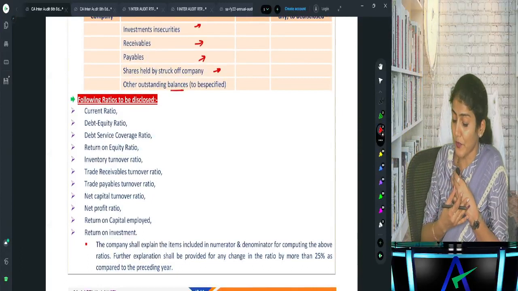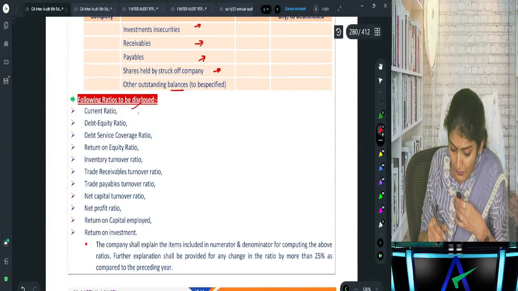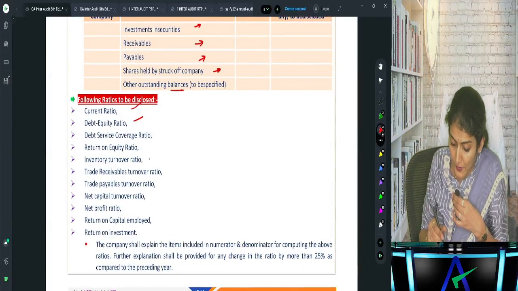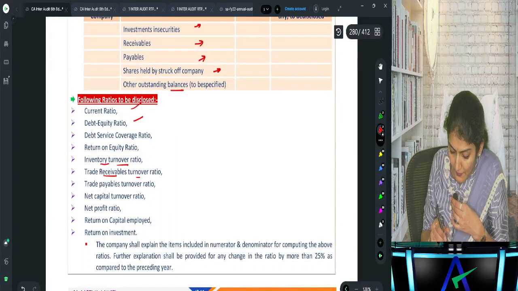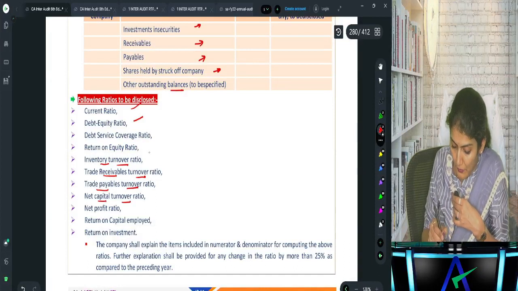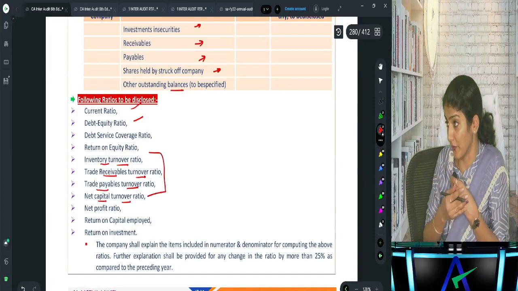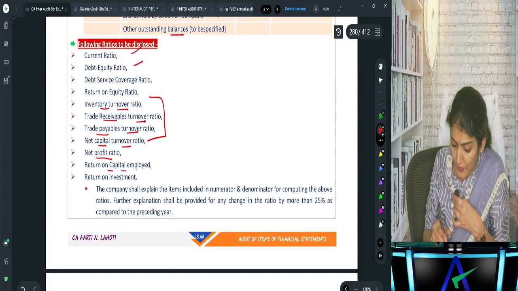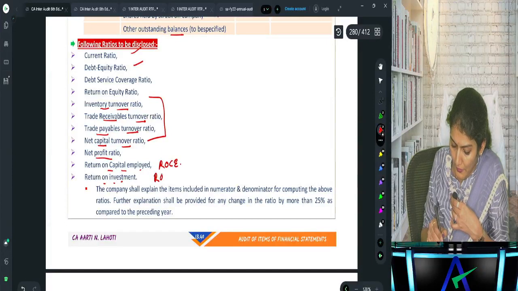Then following ratios to be disclosed. So what are the ratios to be disclosed? Current ratio, debt equity ratio, debt service coverage ratio, return on equity, inventory turnover, trade receivable turnover, trade payable turnover, net capital turnover. So all these are related to turnover. Then net profit ratio, ROCE, that is return on capital employed, and ROI. What is ROI? Return on investment.